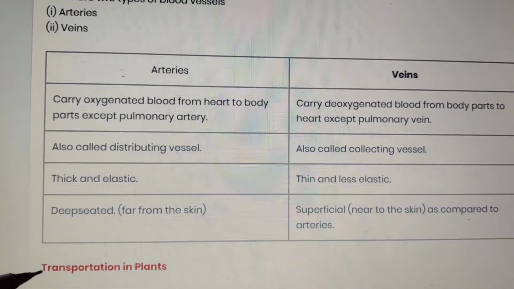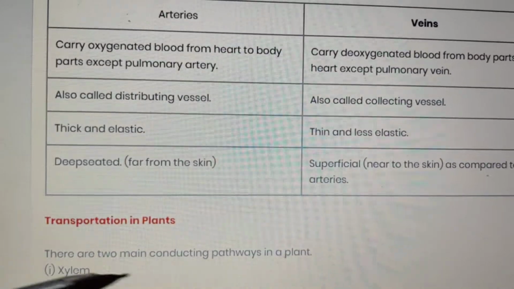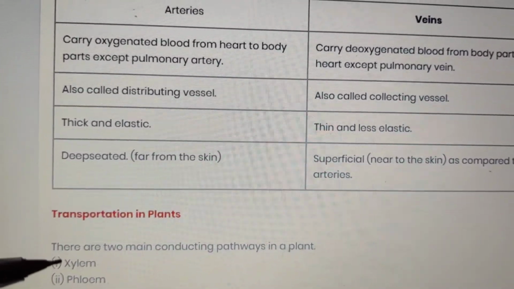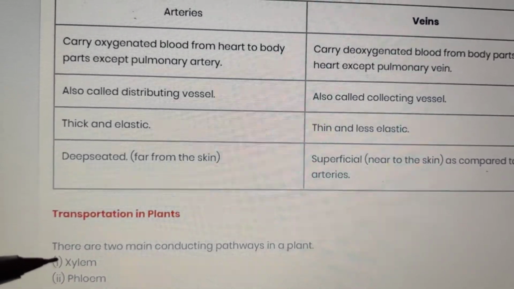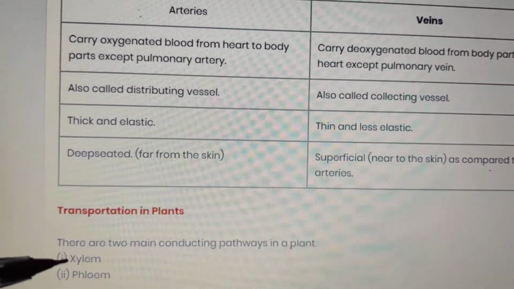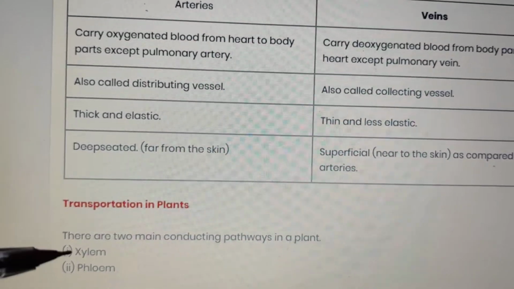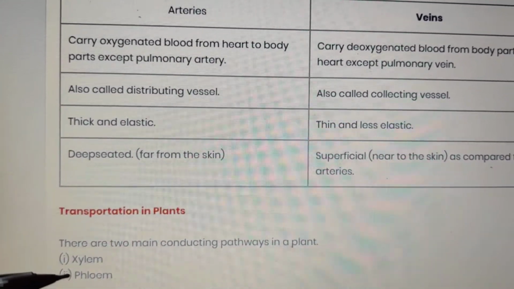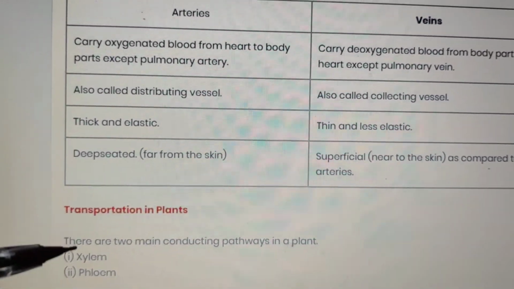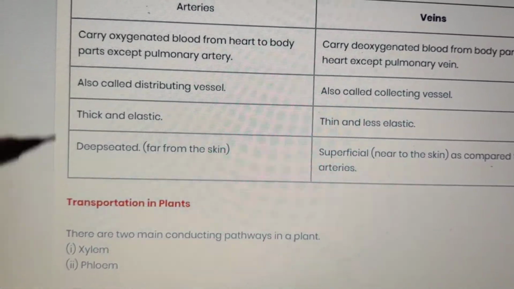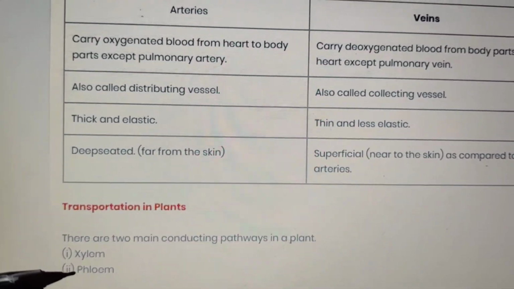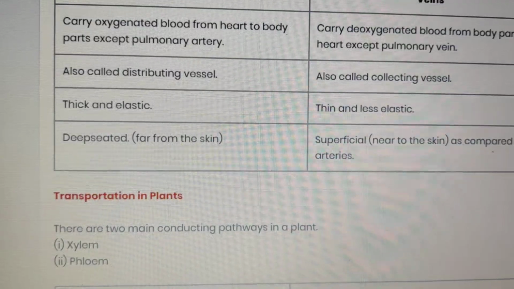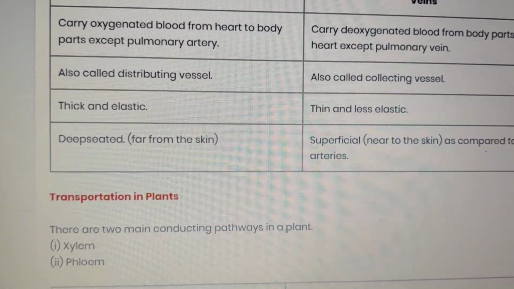Now we will see transport in plants. We know transport in plants occurs by the xylem and phloem. Xylem helps in transportation of water. It takes water from the roots and provides it to the different parts of the plant. But phloem helps in transportation of food materials. So water and minerals are transported by xylem, and food material which is synthesized during photosynthesis is transported with the help of phloem.